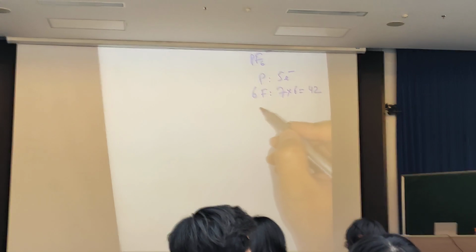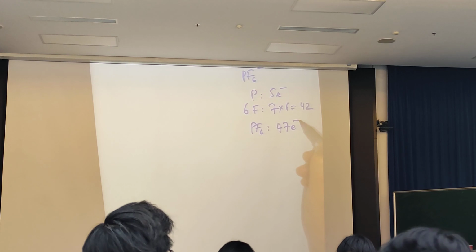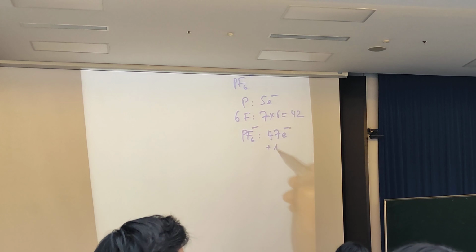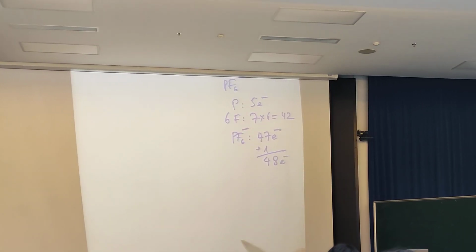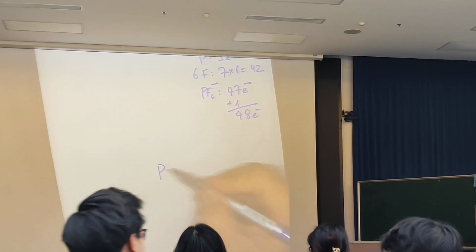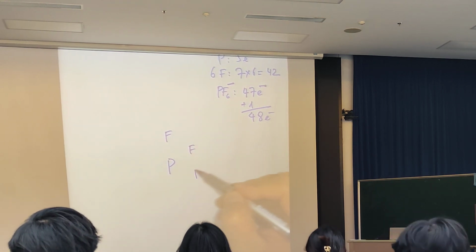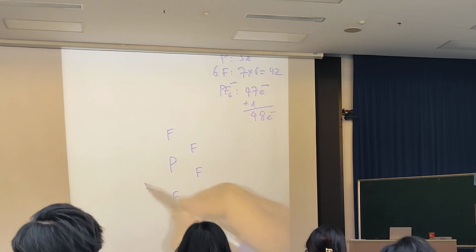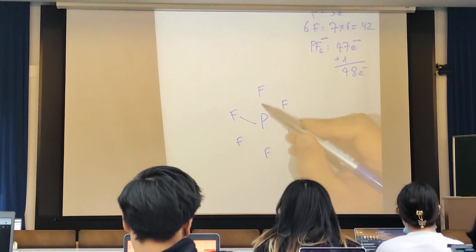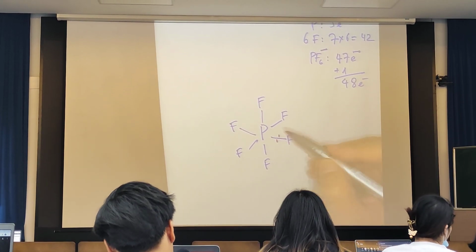right? So if you take BF6, you will have 47 electrons. If you take BF6 minus, that means 47 plus 1 electron equals 48 electrons, right? Is it correct? Now, you put phosphorus in the middle, 2, 3, 4, 5, 6, okay? And then you put the single bond, each single bond corresponding with 2 electrons.